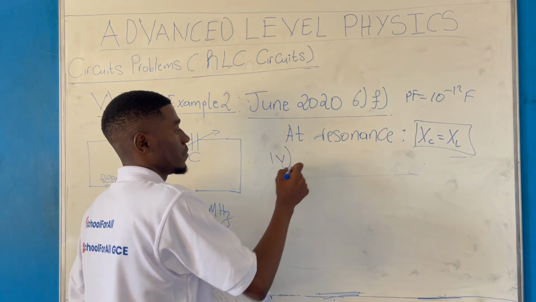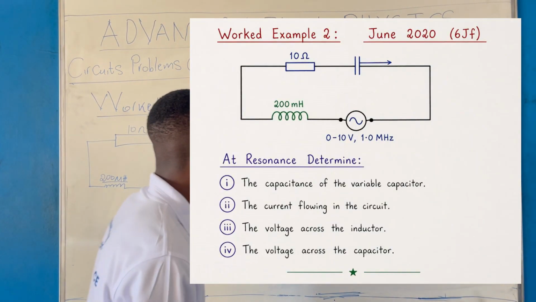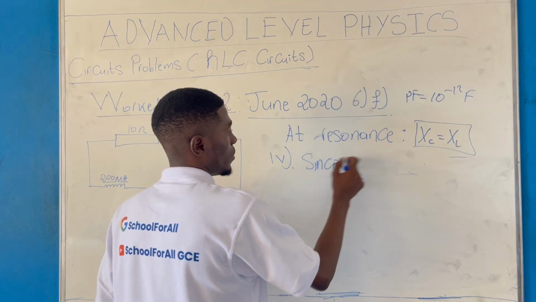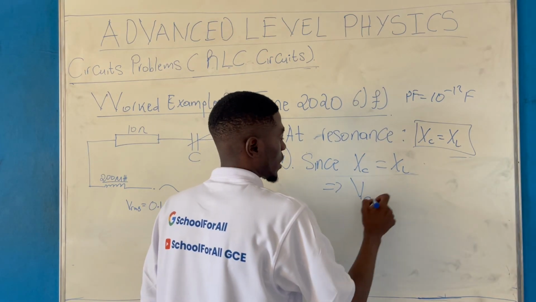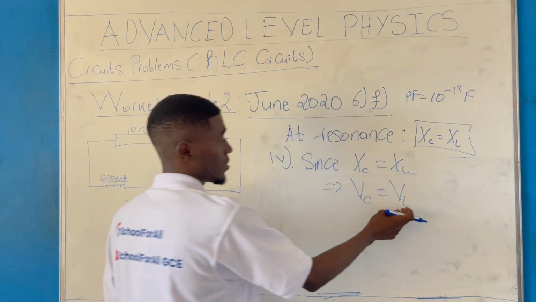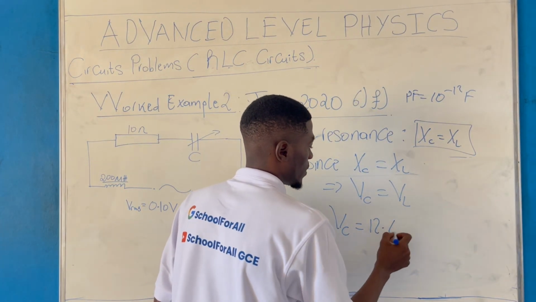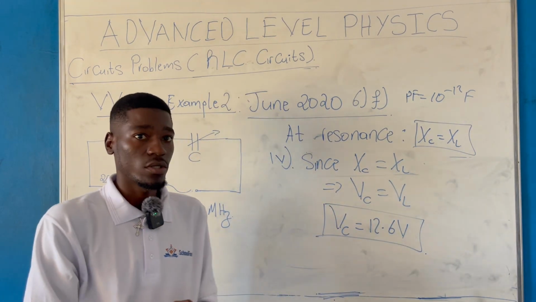Roman 4, still at resonance, we are asked to calculate the voltage across the capacitor. Since we know that at resonance XL equals XC, the voltage across the capacitor is simply equal to the voltage across L, which we just calculated. So the voltage across the capacitor is still 12.6 volts. So that's all about the question.